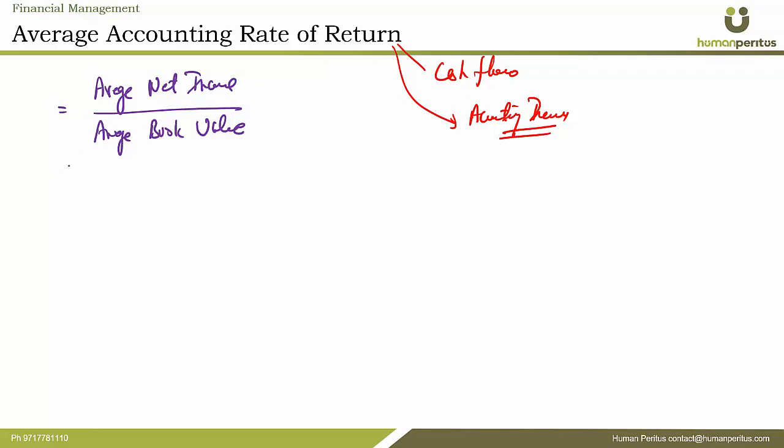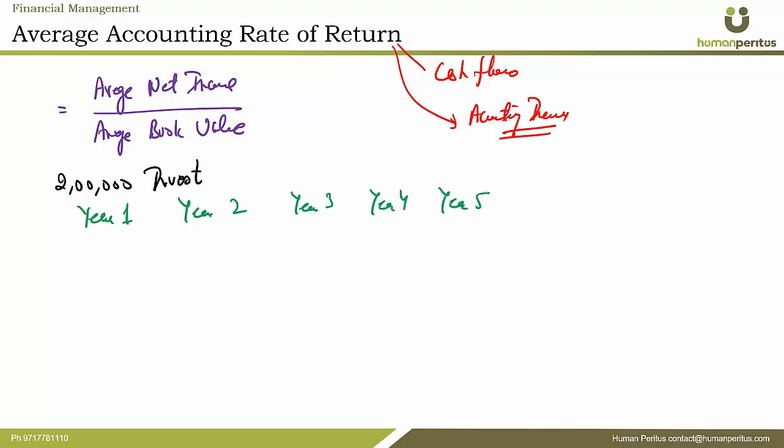For example, we invest maybe 2 lakh rupees. Maybe we invest in a machine or something, and my final value will become zero after the project's life. This project is of 5 years, so I'll keep getting some money for 5 years: year 1, year 2, year 3, year 4 and year 5. So the final value will become 0 after 5 years.